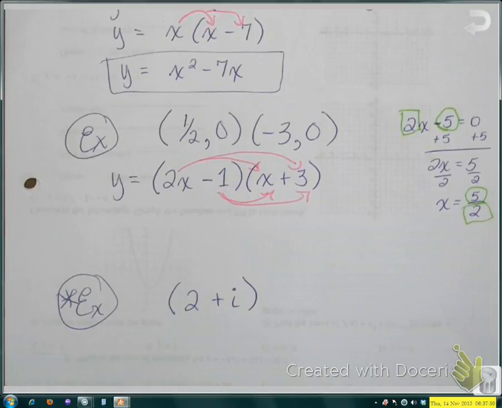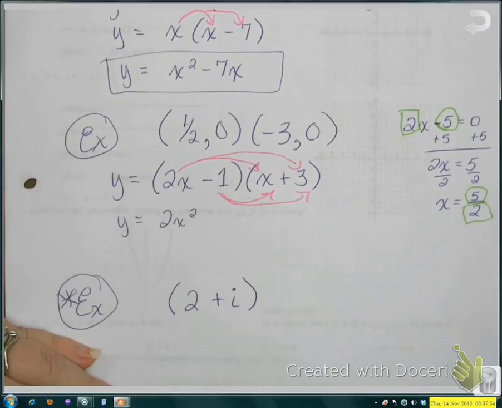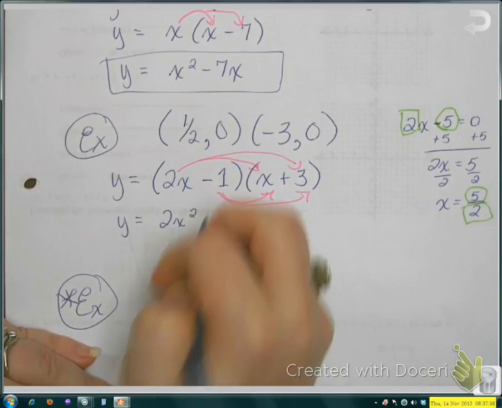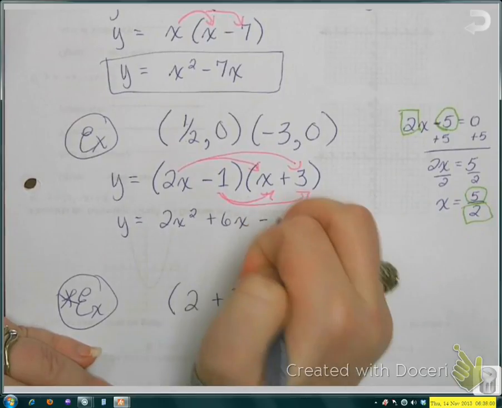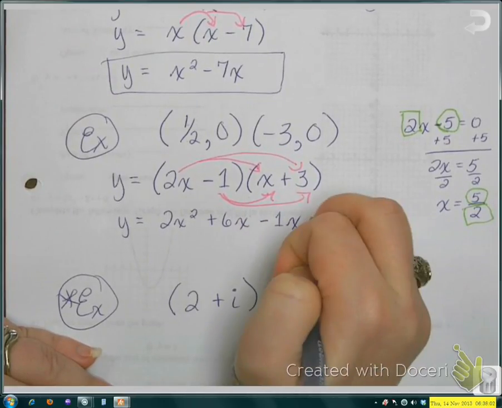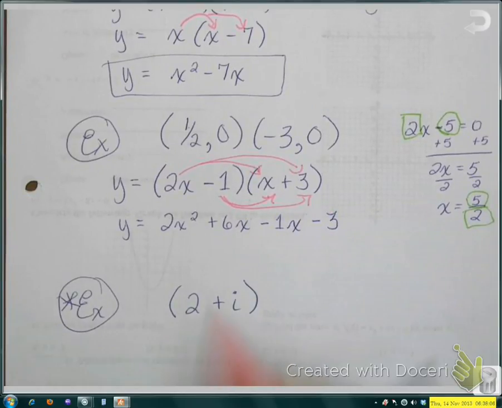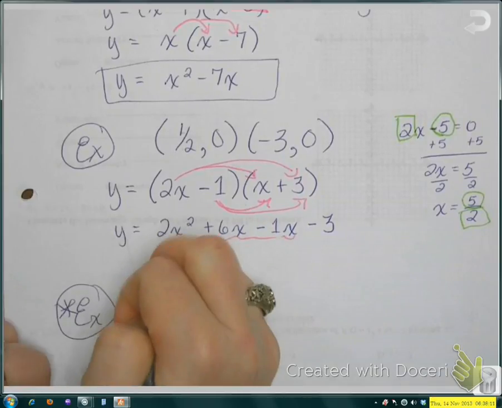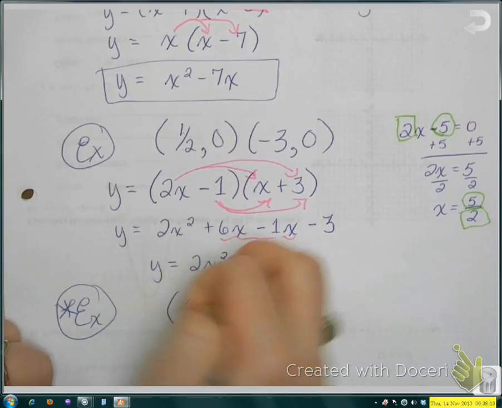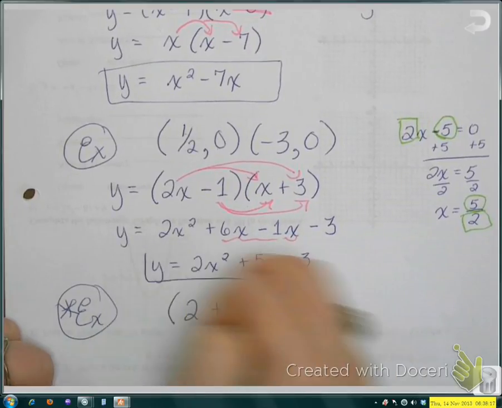So I would have 2x times x, that gives me 2x squared. 2x times 3 gives me 6x. Negative 1 times x gives me negative 1x, and then negative 1 times 3 gives negative 3. Again, we combine like terms. When we combine our like terms, we get 2x squared plus 5x minus 3. And this is our equation in standard form.